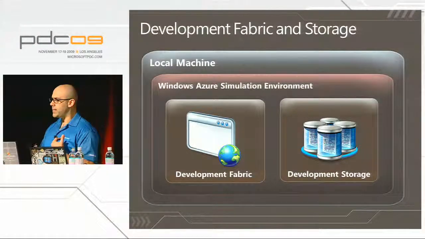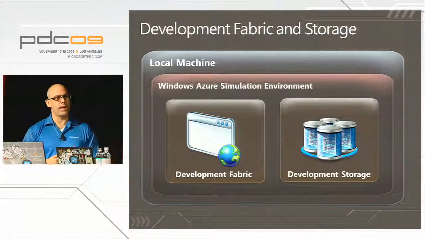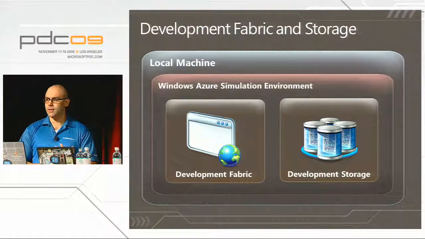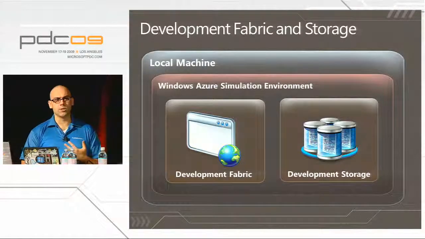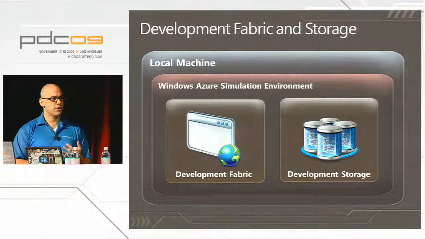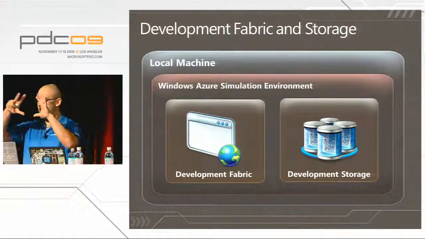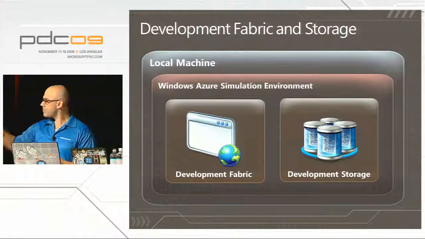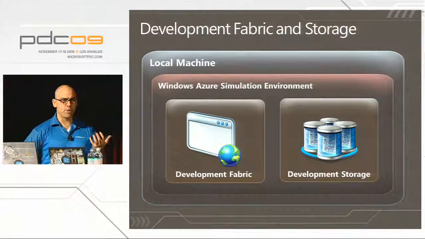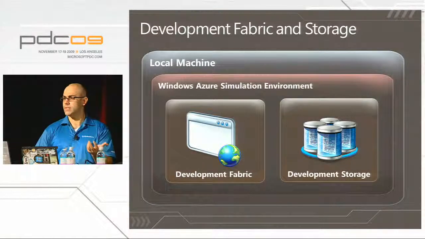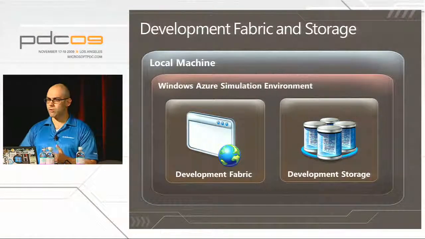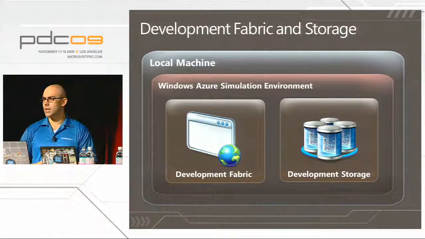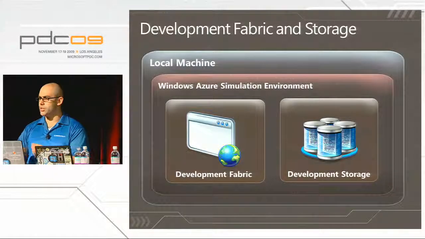Earlier on, I explained that when you download the SDK, we install two main aspects onto your machine. The first one being the VS Tools templates, and the second one was the local simulation environment. So there are two key things when we install that. They get packaged up as the simulation environment, but we've got the development fabric and the development storage. The development fabric is simulating what it's like to host your services, your web roles and your worker roles. And the development storage is simulating the cloud storage service, so that's where you're going to store your blobs, your queues, and your table data.